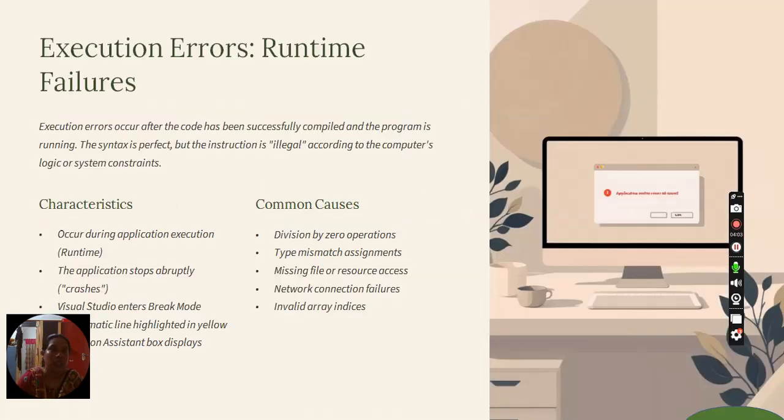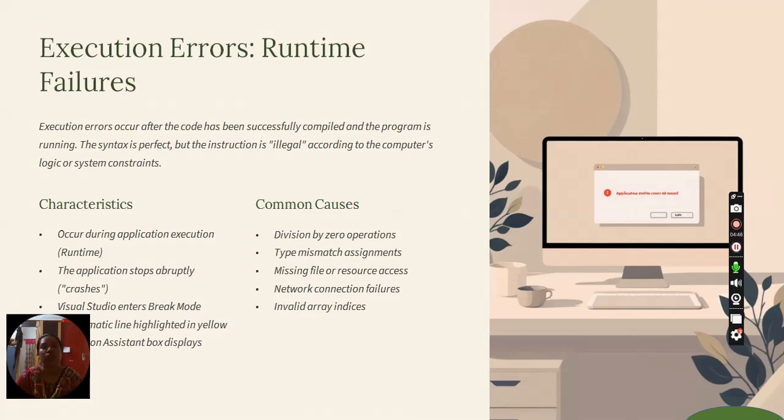The next second category we are going to see is execution errors, which cause runtime failures. Execution errors occur after the code has been successfully compiled and the program is running. The syntax is perfect, but the instruction is sometimes illegal according to the computer's logic and system constraints. The major characteristic is that it occurs at execution time and stops our program abruptly. It crashes the system and enters break mode, or the line is highlighted in yellow, and the assistant box also helps us to display the issue for solving.